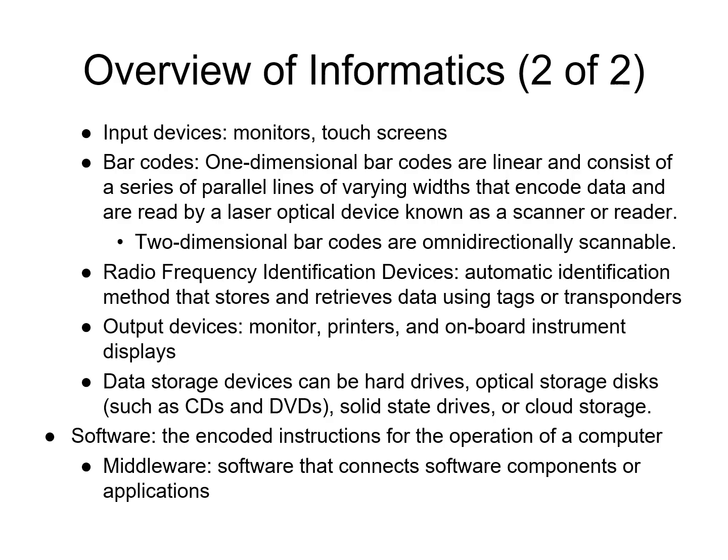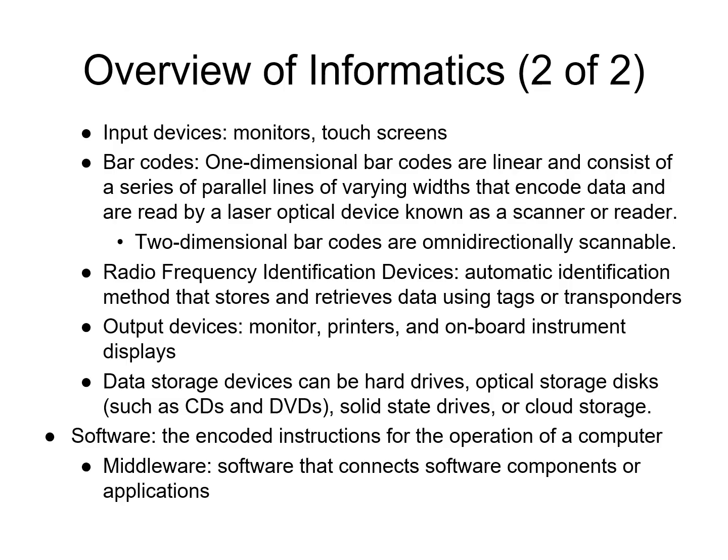All right, so input devices. So we have monitors and touchscreens, which I'm sure you all are very well aware of. We also have barcodes. So we have 1D barcodes, which are linear lines read by laser scanners, and 2D, which are scannable in all directions. We also have radio frequency identification, or RFID, and that uses tags to store and retrieve data automatically.